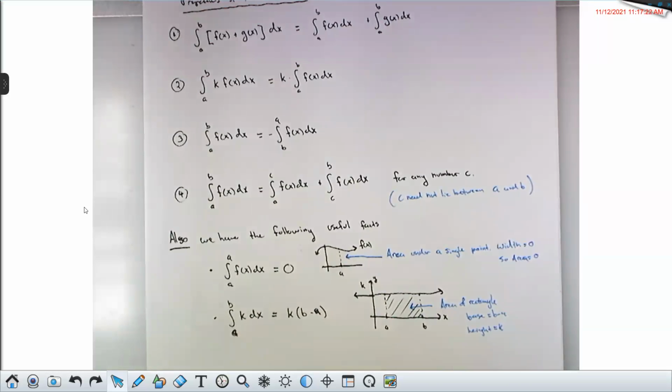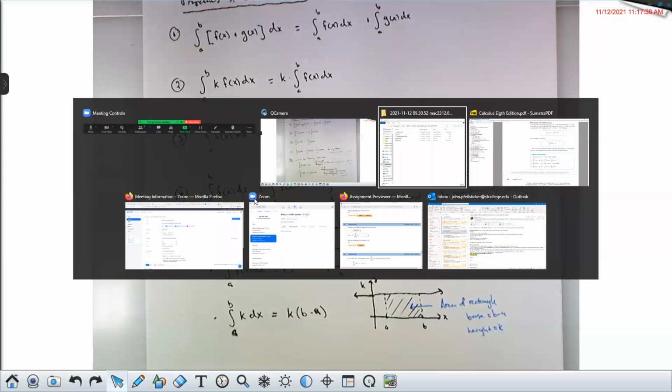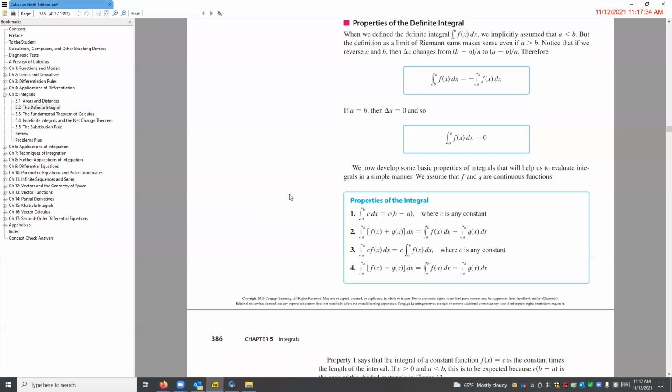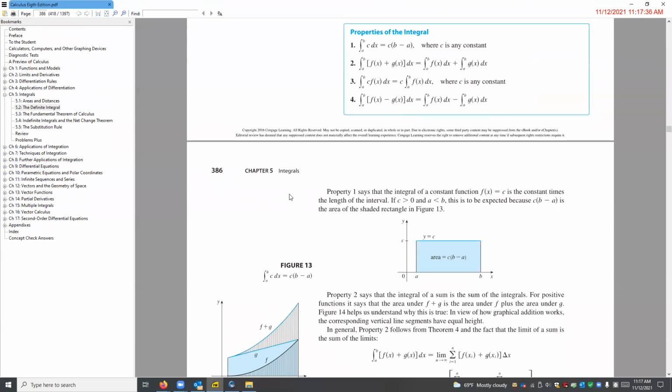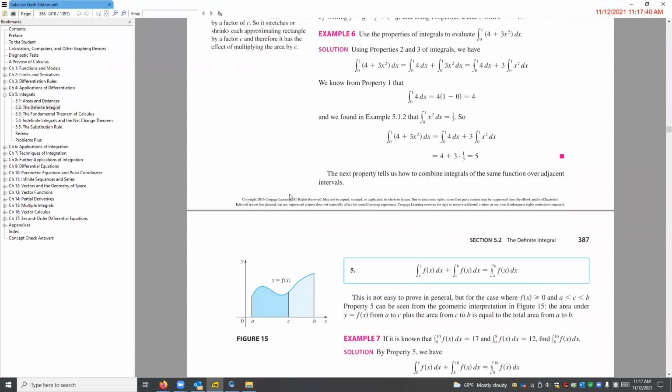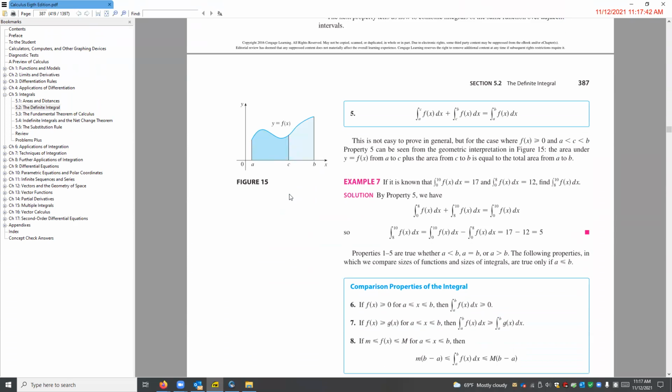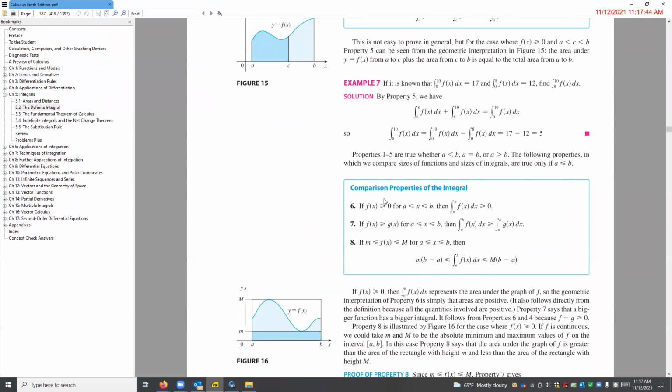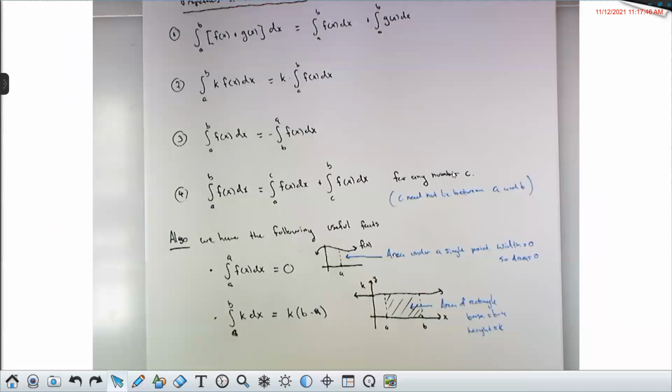So other stuff we want to do, I want to convince you that property 4 holds even if C is not between A and B. I'm going to fiddle with this for a minute to try and show you that. Let me make sure I'm not missing anything else that your textbook discusses here. Oh, yeah, we do need to talk about these comparison properties also. That's right. Okay. I knew there's something else.